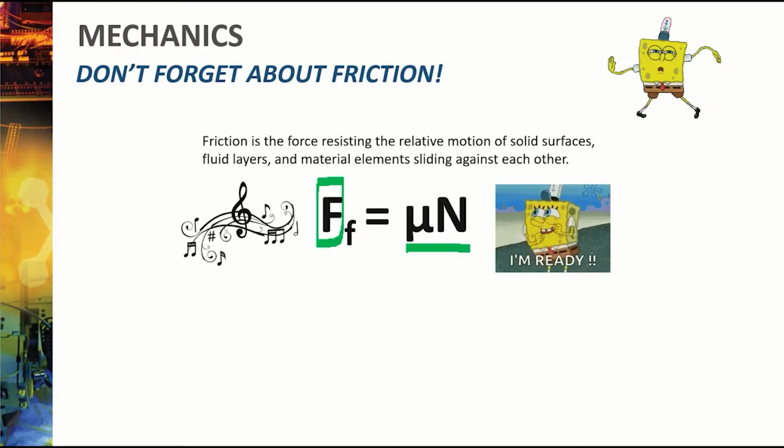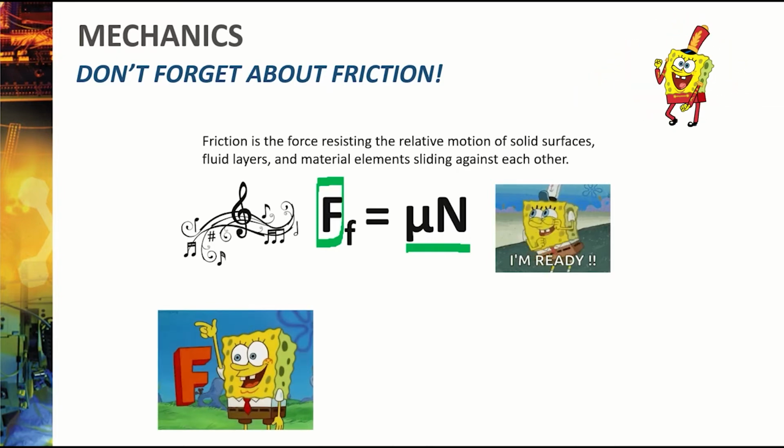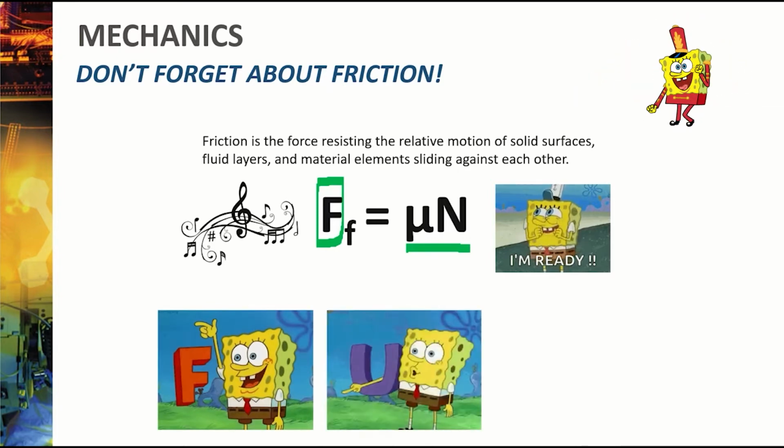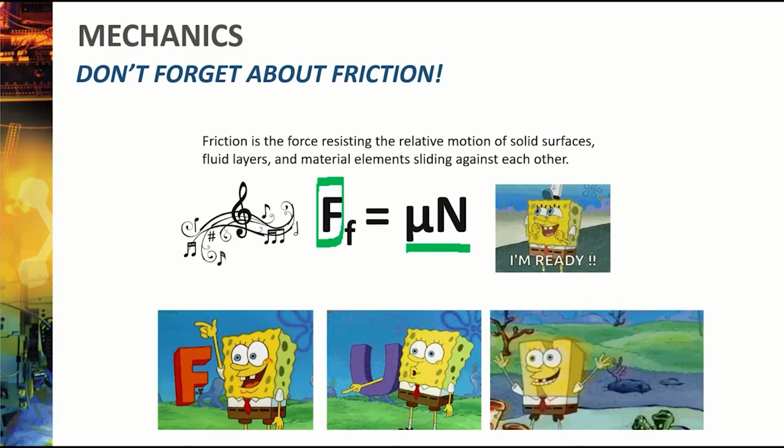F is for friction, acts on all objects. Mu is for the coefficient of friction. N is for normal force and any time at all here on the planet Earth.